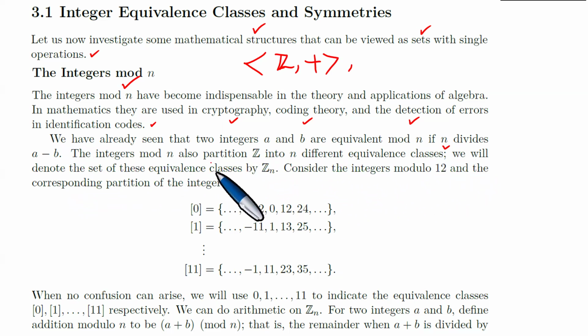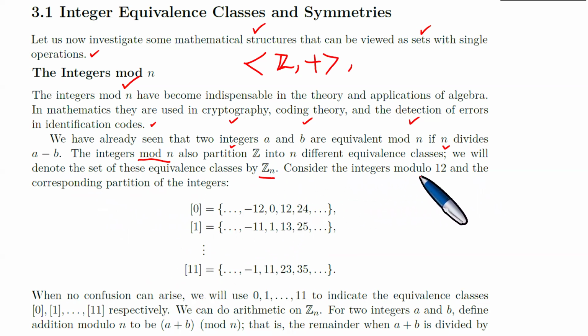So we're looking at partitions, and we really are saying the integers mod n have a tendency to partition Z into n different equivalence classes. Modulo n, what does it do? The integers modulo n also partition the set of integers into n different equivalence classes. We will denote the set of these equivalence classes by Z subscript n.